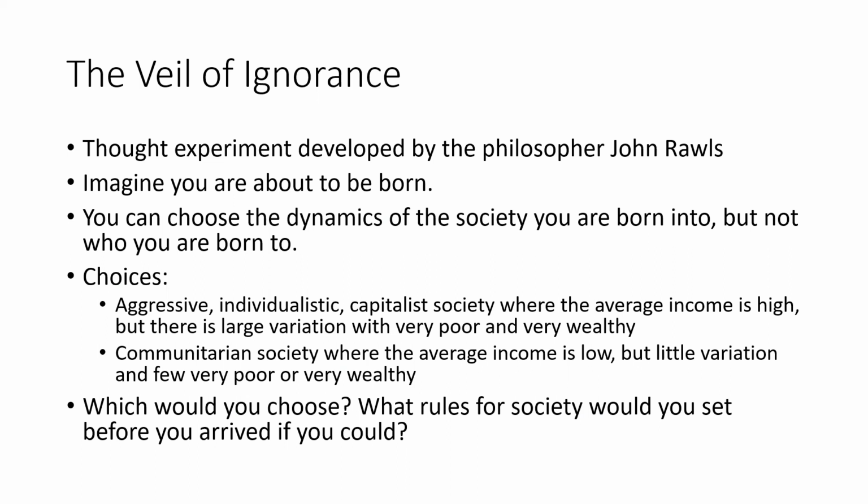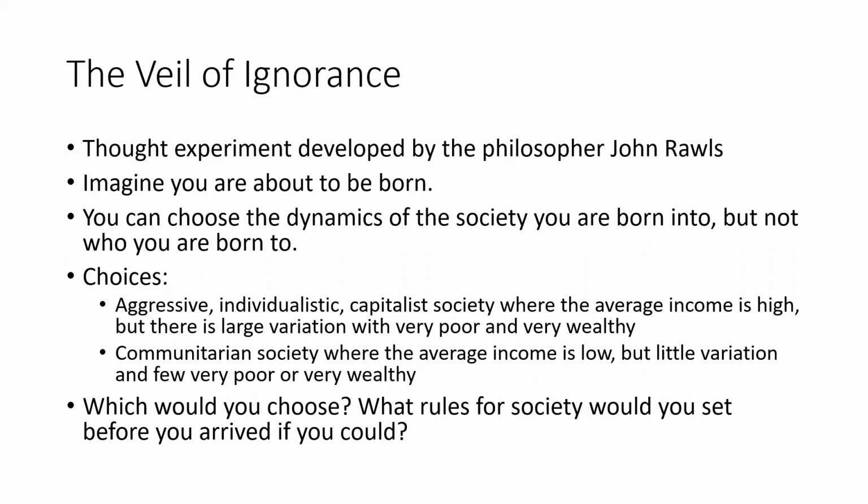So I want to share with you this idea of the veil of ignorance. It was a thought experiment developed by a philosopher named John Rawls in the 20th century. The idea here is, imagine you're about to be born, and you can choose the dynamics of the society you're born into. But you can't choose your socioeconomic status, meaning, are you born to a rich family or a poor family? Are you going to be smart and talented and healthy, or are you going to be born with a disability and maybe below average talent? So you can't choose the specifics of the condition you will be born into.